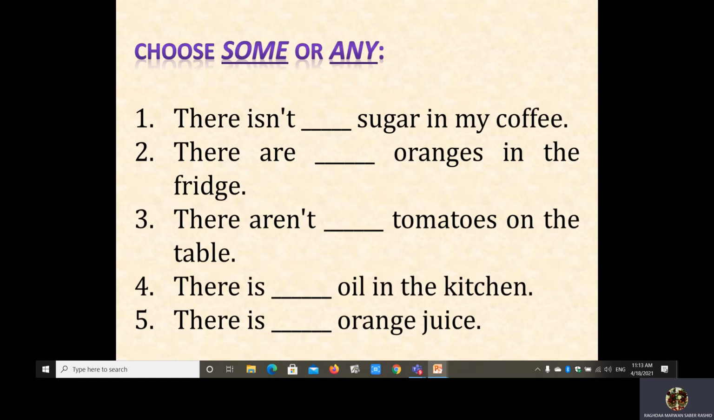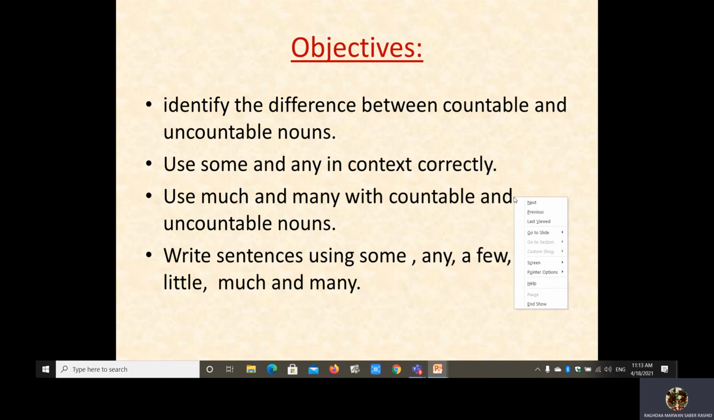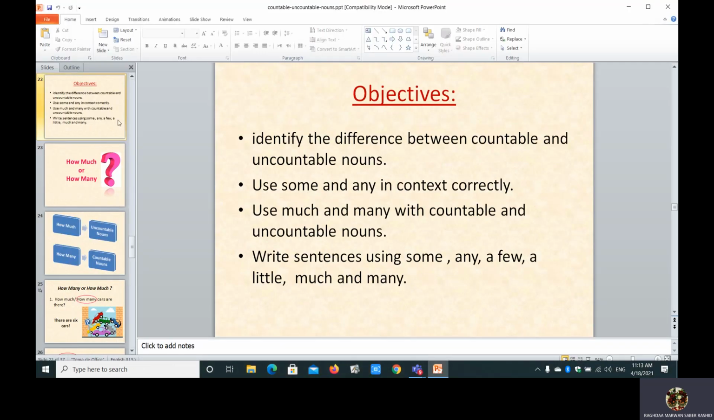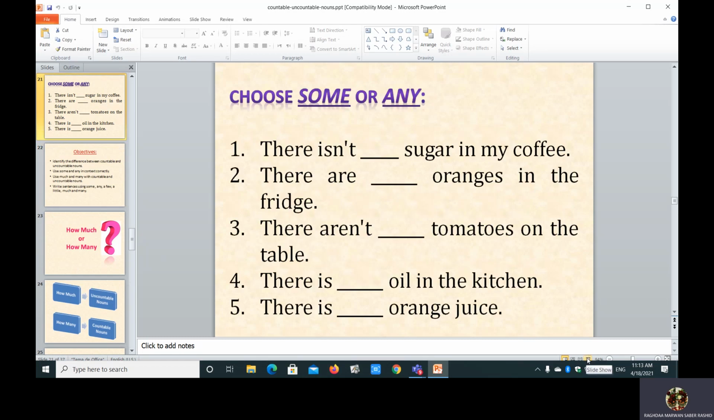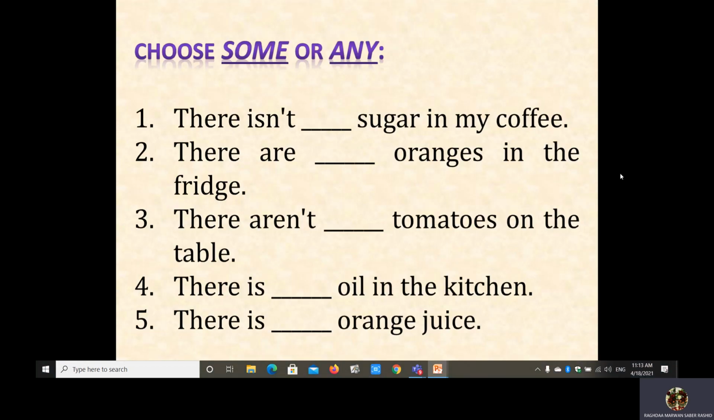Let's practice more. Choose some or any. There isn't any sugar in my coffee. Some or any? If you have isn't, it means negative sentence. Yes, so we have to use any. I come back to this exercise to answer it again. Yes, so the first one, there isn't any sugar in my coffee.